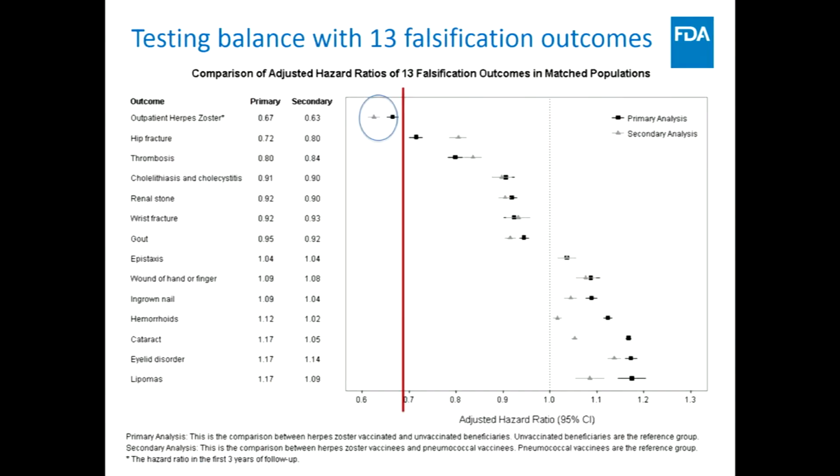So we run this, and we'll try to spend a minute or two on this. So here we have the no difference, and these are the 13 outcomes. These 13 outcomes have two colors. The primary analysis, which is the comparison between the vaccinated and the unvaccinated, and in gray, the secondary analysis, which is the comparison between the vaccinated and the pneumococcal vaccinees. You could argue that the vaccinated pneumococcal vaccinees comparison clusters a little bit better around 1. At least that's my religious belief.